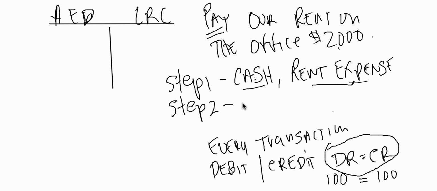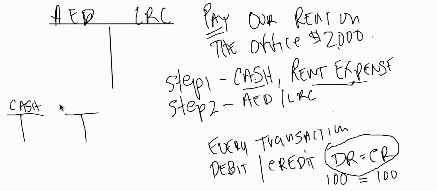Step two. Use AED, LRC to determine whether it's a debit or a credit and where that debit and credit is going to go. All right, so let's use a couple of T accounts. We know cash is one account. We know rent expense is the other. And I know it's 2,000, so I don't need to put that down anywhere. I know 2,000 is either going to go here, here, here, or here, right? Okay, so let's see.